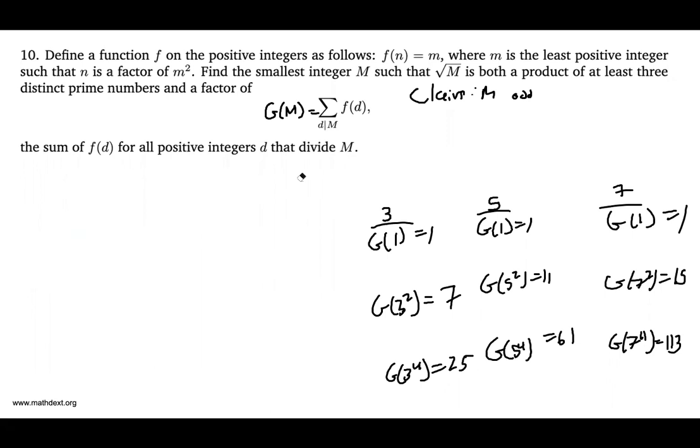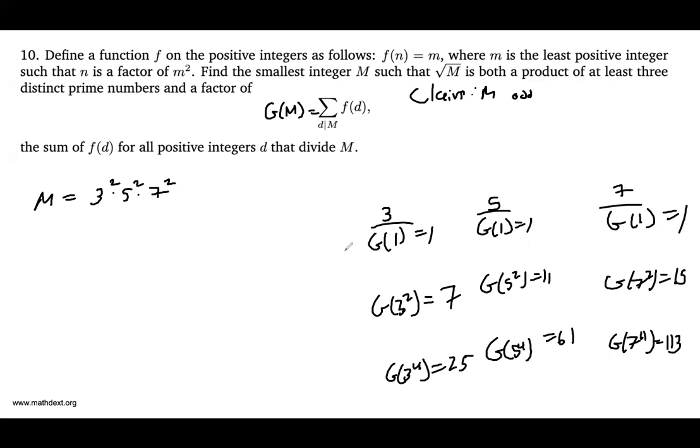M has at least 3 distinct prime numbers. M is a factor of g of m. There doesn't seem to be any other way to do this after eliminating even numbers. So why don't we just try the smallest possible case, which is m with 3 distinct prime factors, 3 times 5 times 7, but m is a perfect square, so we give squares to all of these guys. This is the smallest possible remaining value for m, and it turns out it works. And you can see this just by looking at the table.